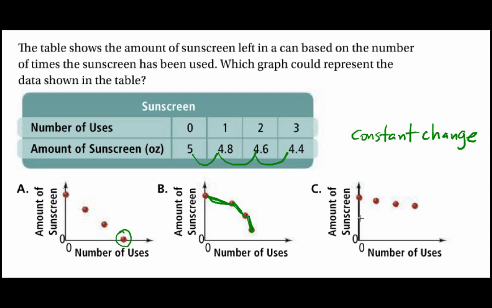So when we're torn between two graphs, then we have to kind of take a look at each individual data point. Okay, over here, our fourth data point, which is after use 3, is still showing some sunscreen left in the can, right, over here. So this would correspond with 4.4 ounces, and this would correspond with 3. So this one shows the appropriate relationship here in the graph. Okay, so we would have to throw this one out, and we already threw this one out. So the correct answer here would be C.